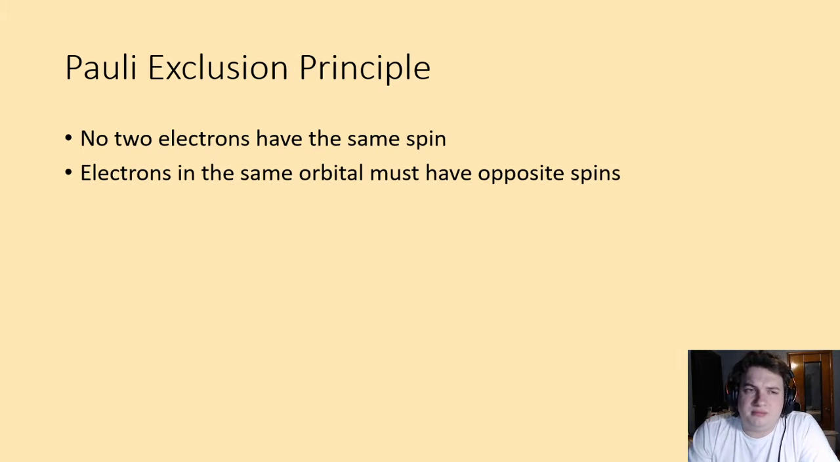Our next rule is the Pauli exclusion principle. No 2 electrons have the same spin. So if I have orbitals in roughly the same space, they're going to have opposite spins to counterbalance each other.